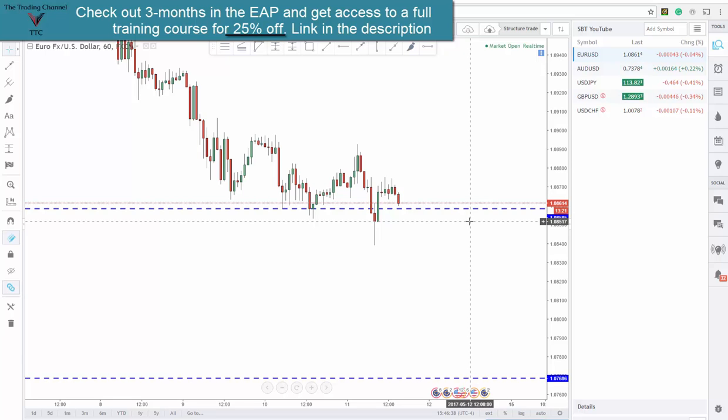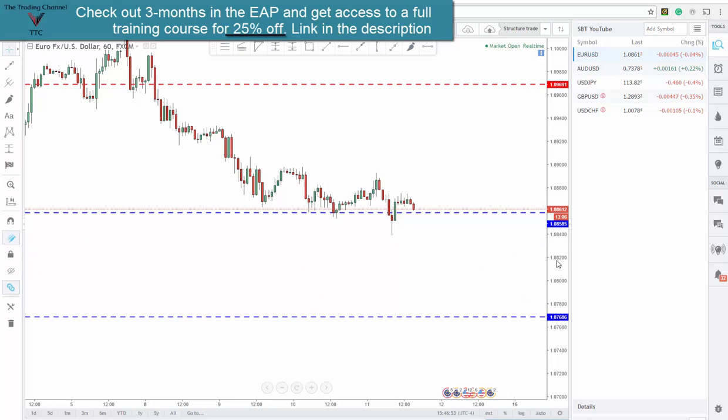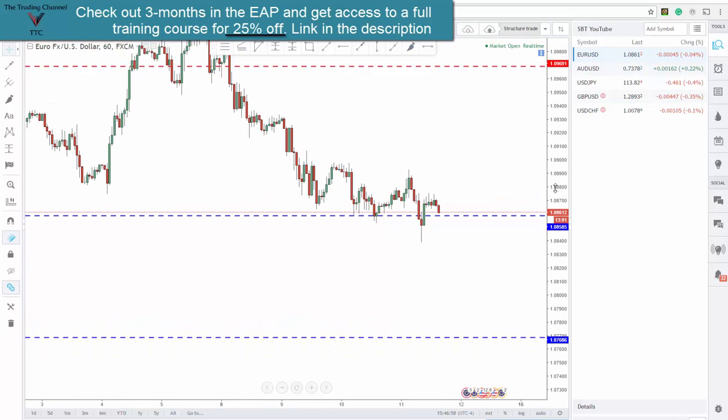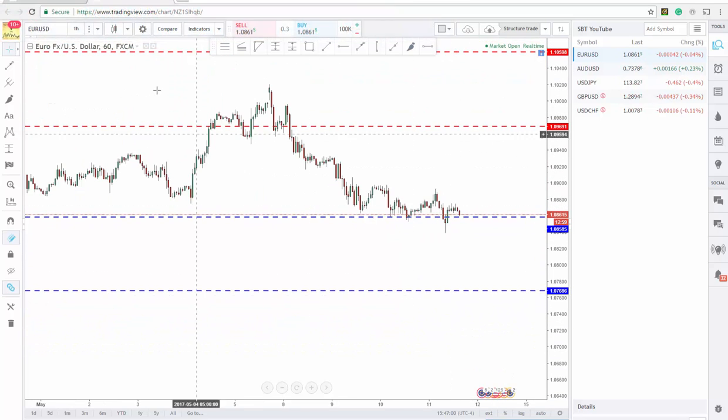And also we're combining that analysis with an entry reason, which for me has proven to be a very accurate way to trade. So that's our analysis here on the euro dollar for where the market is right now.